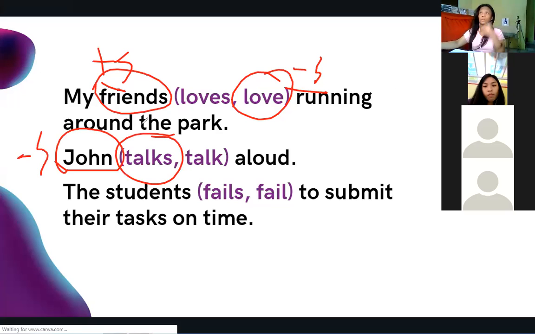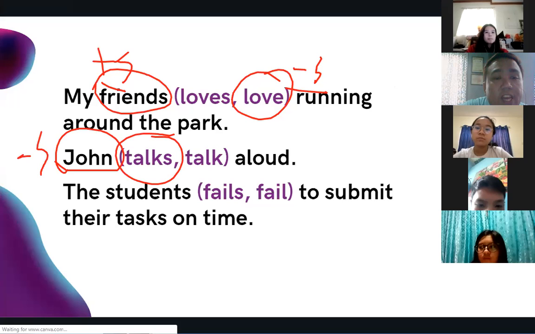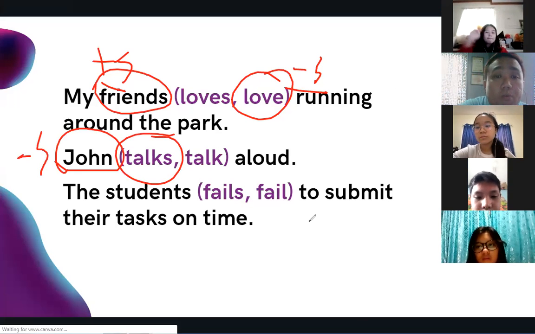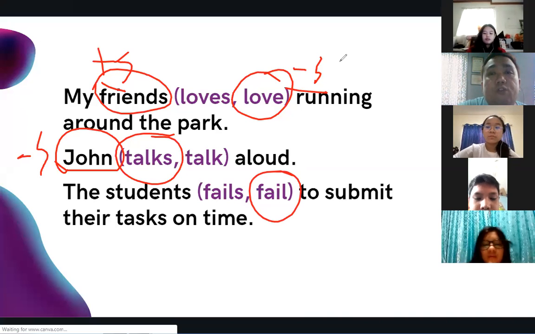Okay? Another, the students fail to submit their task on time. Can you help me out in this item? Carl, can you answer this item? What's the answer? Yes, sir. Fails or fail? Fail po. Very good. Fail. Yes, right. So that's what we mean by the first rule.